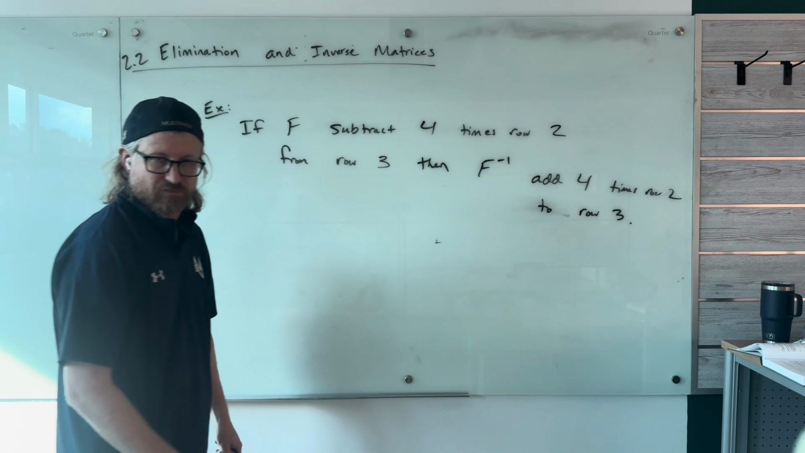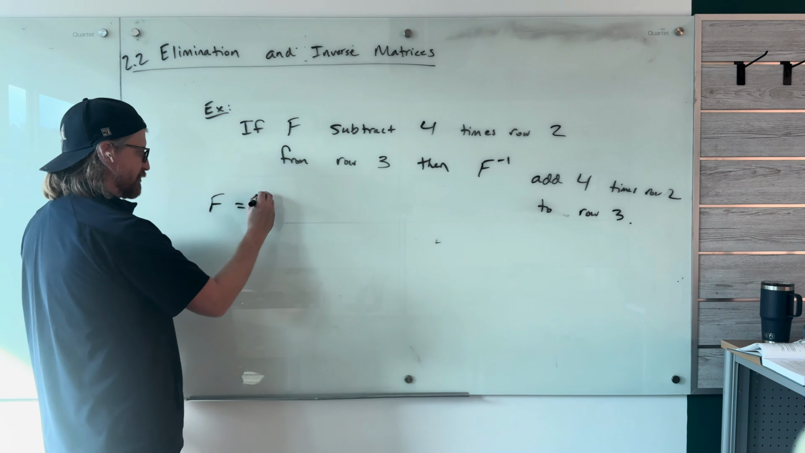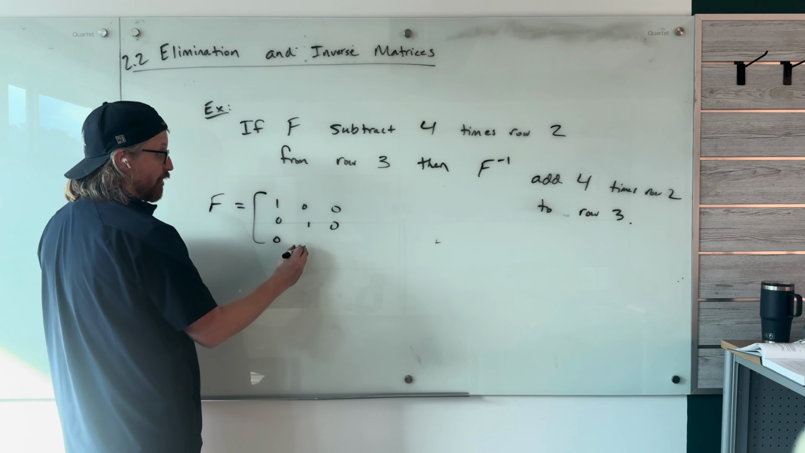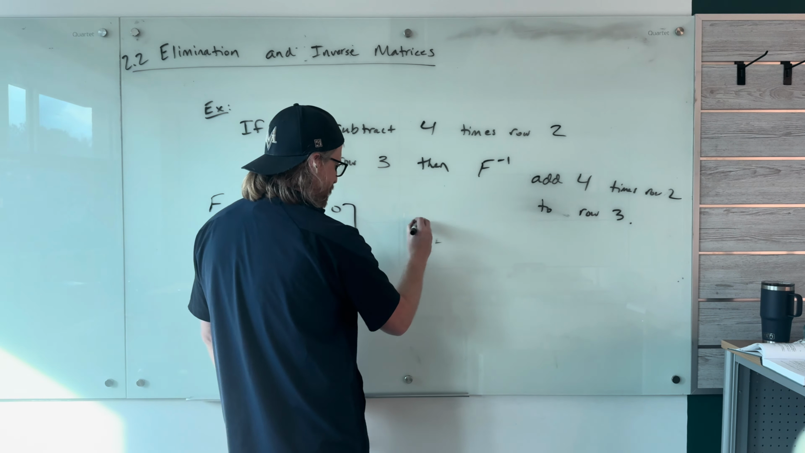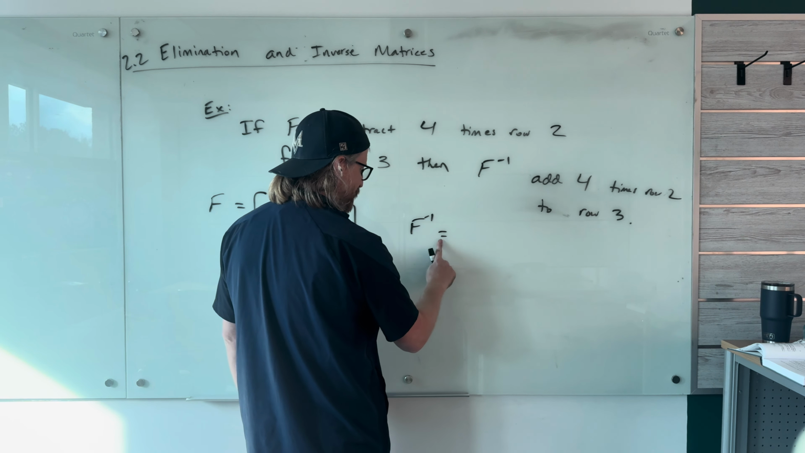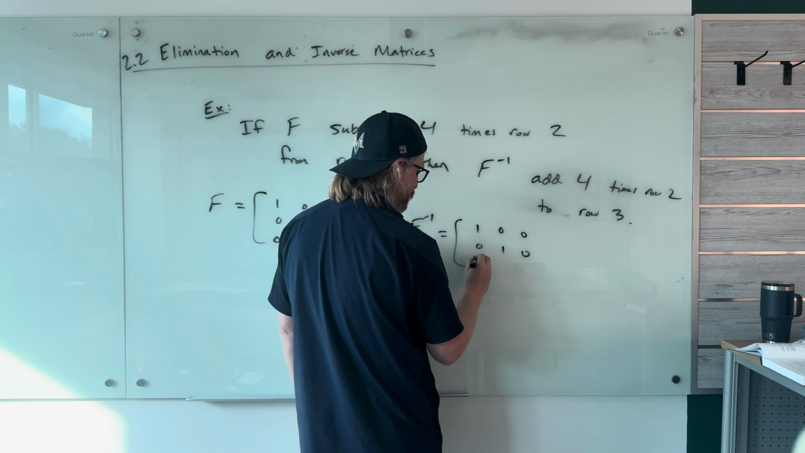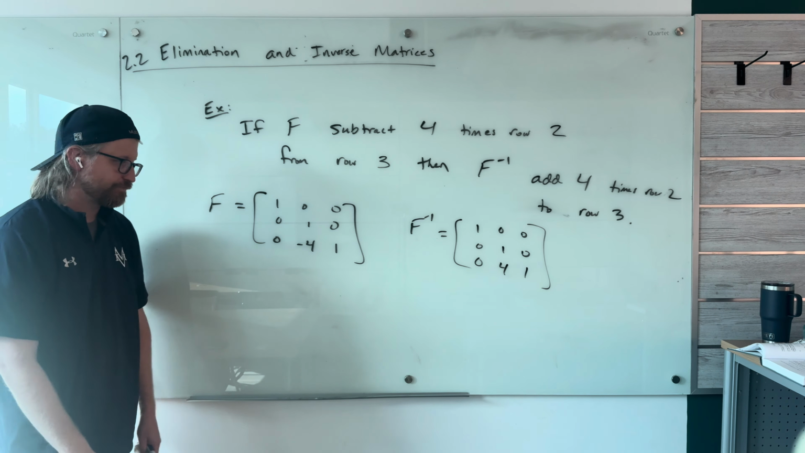and row 3, essentially adding those two things together. So I have my initial elimination matrix as being 1, 0, 0, 0, 1, 0, 0, negative 4, 1. And then according to this, my inverse for this elimination matrix just takes away the negative. So 1, 0, 0, 0, 1, 0, 0, 4, 1. And how we read it off.